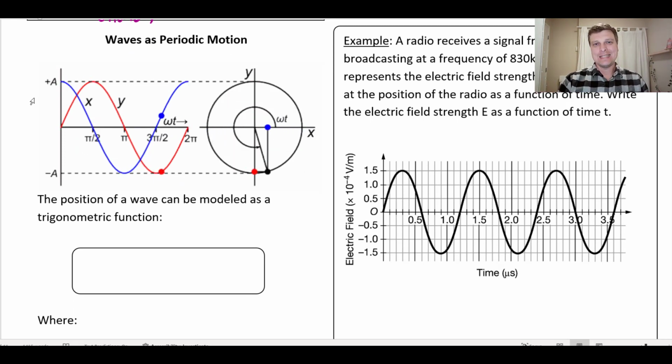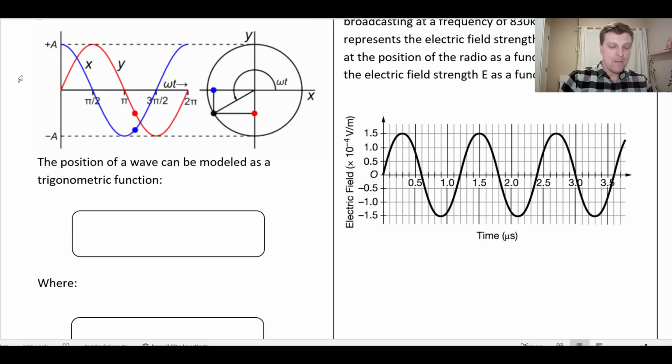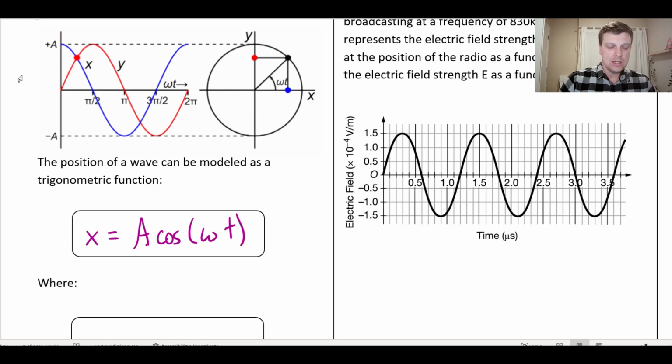So if I just take as an example this blue wave, which is modeling the x position of the particle as a function of time, that would just be x, the x position, is equal to the amplitude of the wave times the cosine of omega t. Okay, now I've just chosen the x position in this example. I could have done the y position. Some of you might have noticed that the y position looks suspiciously like a sine curve, and so that would be fine. You could talk about sine curves or cosine curves, whichever is more appropriate.